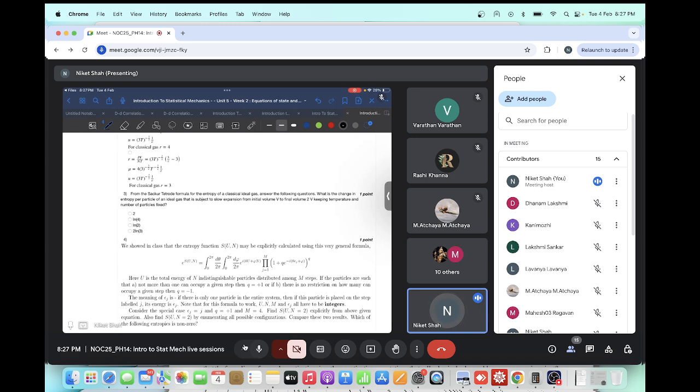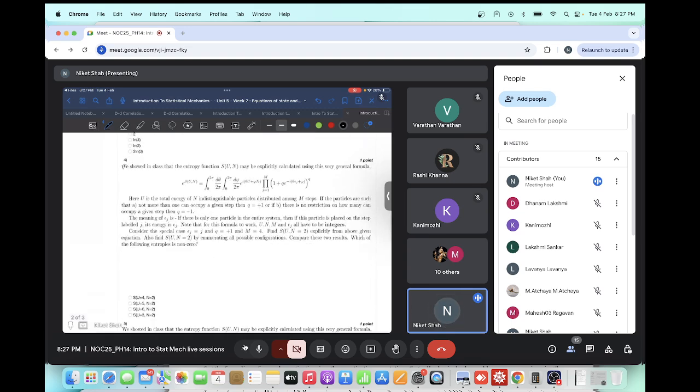So the Sackur-Tetrode formula here, this question I'm not going to solve at all because this is a very straightforward question. You take that formula, you go from V to 2V. Basically, you replace V by 2V, and you have to see what is the difference in both the cases. The entropy that you evaluate in the first case, the entropy you evaluate in the second case. You basically have to subtract the new entropy from the old entropy. That's it, and you get the answer. There is no concept involved here, so I'm not going to evaluate this.